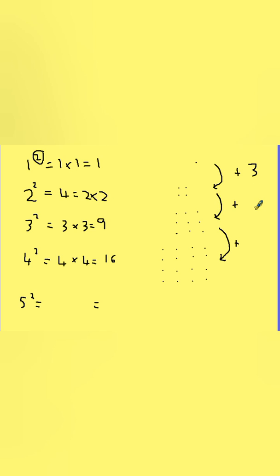So 1 to 4 is plus 3. 4 to 9 is plus 5. 9 to 16 is plus 7. And you've probably spotted it's going up in 2s now. So the next one, 7 plus 2, is plus 9, so it's 25.